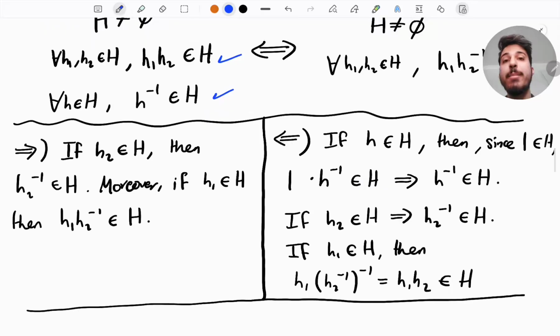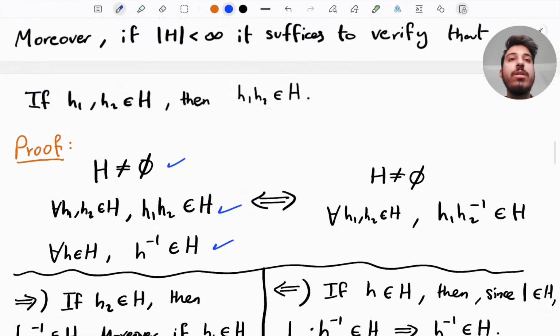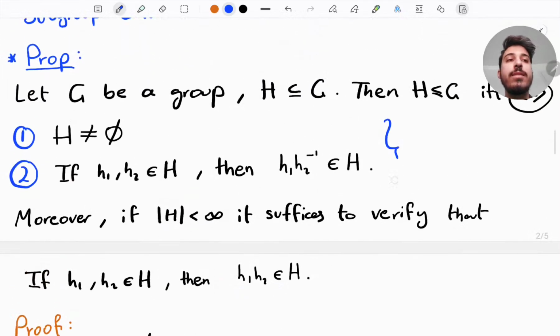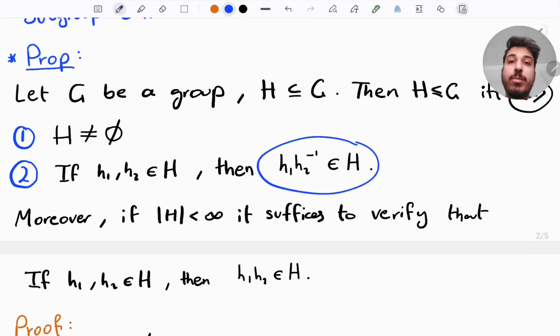So proving the backwards direction, that H is a subgroup of G. So not only is this condition sufficient to prove that a given subset is a subgroup of G, but it is also a necessary condition that if H is a subgroup of G, then necessarily we have this property.